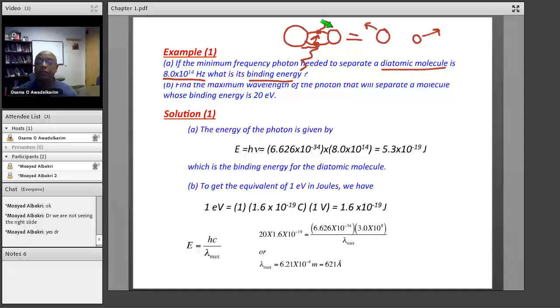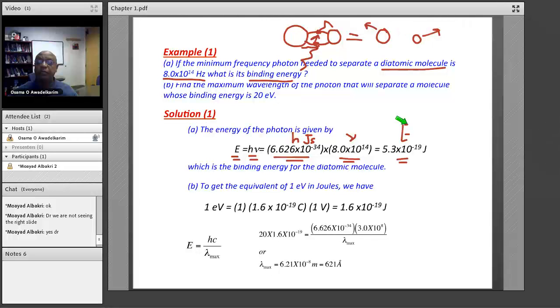How does it break the bond? Actually, when a photon interacts with any body, any object, it is completely annihilated. It is completely finished. So all its energy, the energy of the photon, is E = hν. Here h is 6.626 times 10 to minus 34 joule second, times the frequency, that's the photon frequency. This gives you the energy of the photon, E, which is 5.3 times 10 to minus 19 joule.